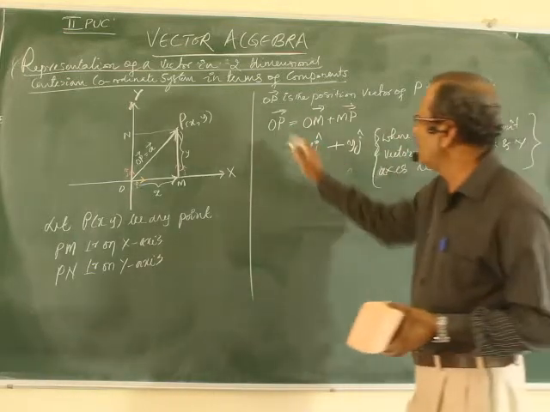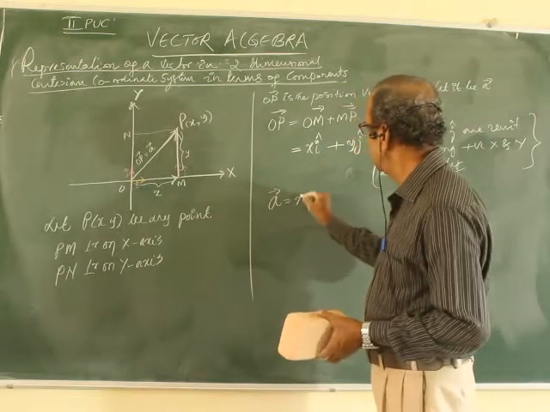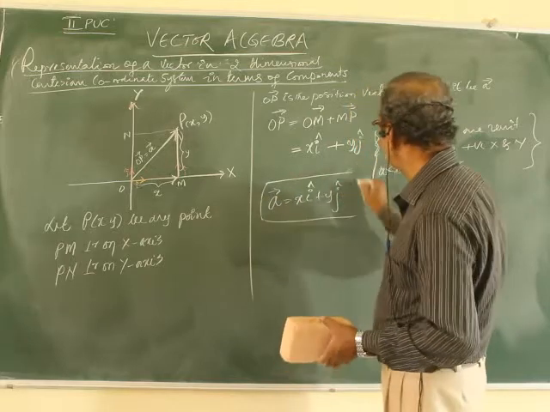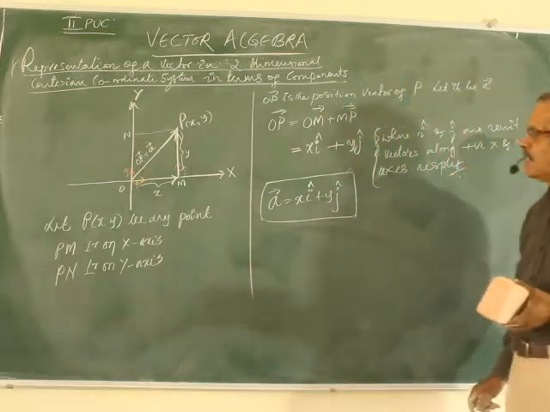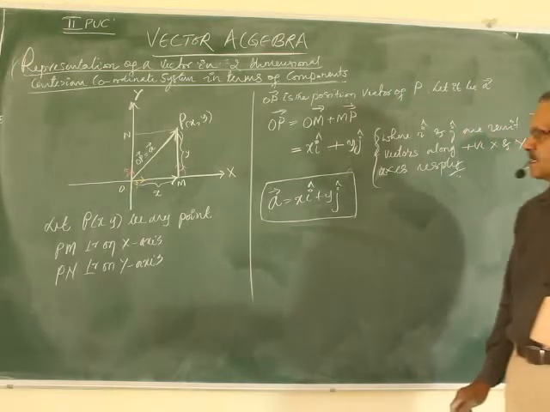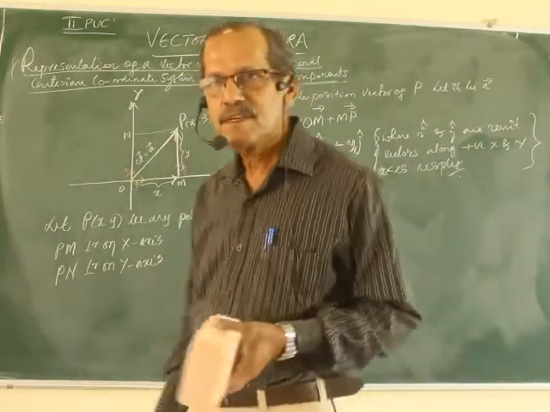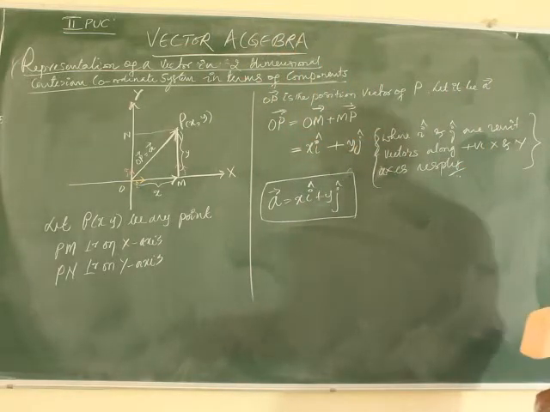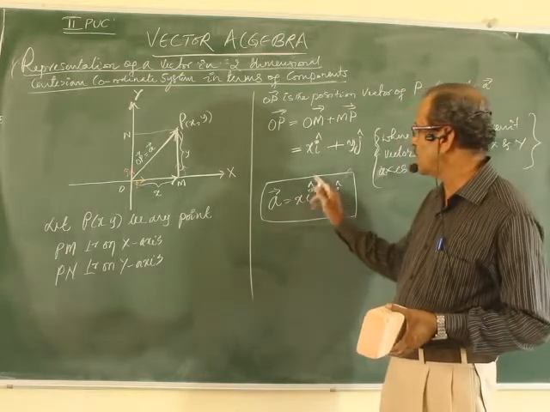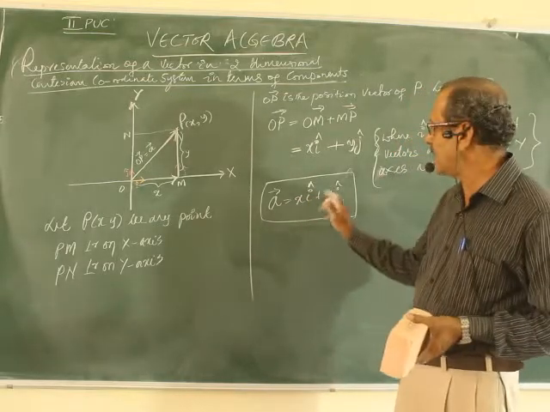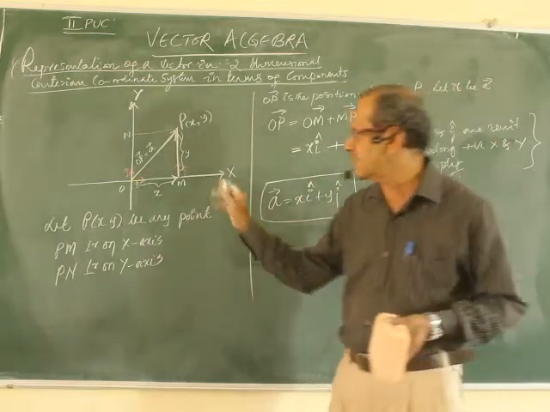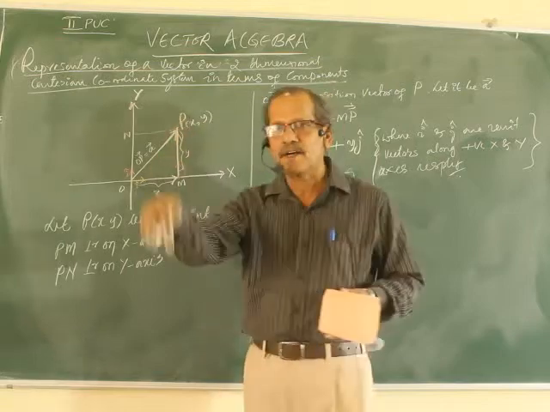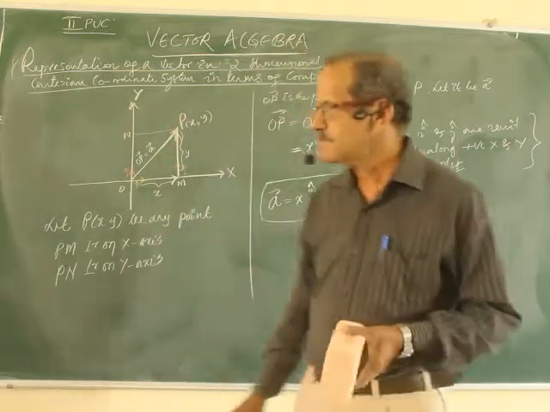What are these i and j? But OP is vector A, xi plus yj is the component notation. In terms of i and j, you can represent the same vector. Make the idea clear. Same vector is now written in terms of i cap and j cap, where i cap and j cap are unit vectors along the direction of x and y axis. X and y are the coordinates of the point.